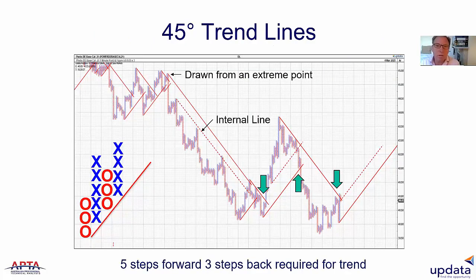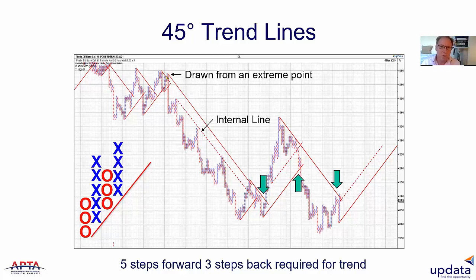So looking at the 45-degree trends, it is basically a concept of 5 steps forward, 3 steps back. The Fibonacci and Elliott aficionados amongst you will recognize immediately the significance of 5 and 3. But 5 steps forward, 3 steps back defines the 45-degree line, because that's 2 boxes effectively. So in order to have an uptrend, you need to be going at least 5 steps forward, 3 steps back, at least. And most uptrends are doing better than that. And the same applies in a downtrend.